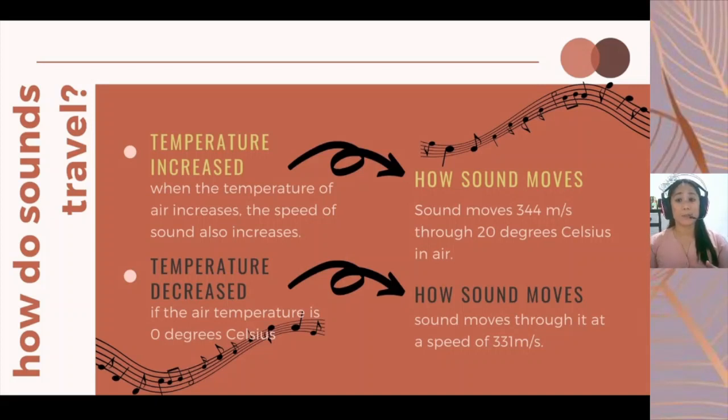If the air temperature is at 0 degrees Celsius, then the speed of the sound will be 331 meter per second. So, always remember that this 344 meter per second is constant. Mas bibilis pa yan kapag yung temperature ay mas tumaas. And then, pagdating naman natin sa decreased temperature, constant din po itong amount na 331 meter per second. So, that is in 0 degrees Celsius.